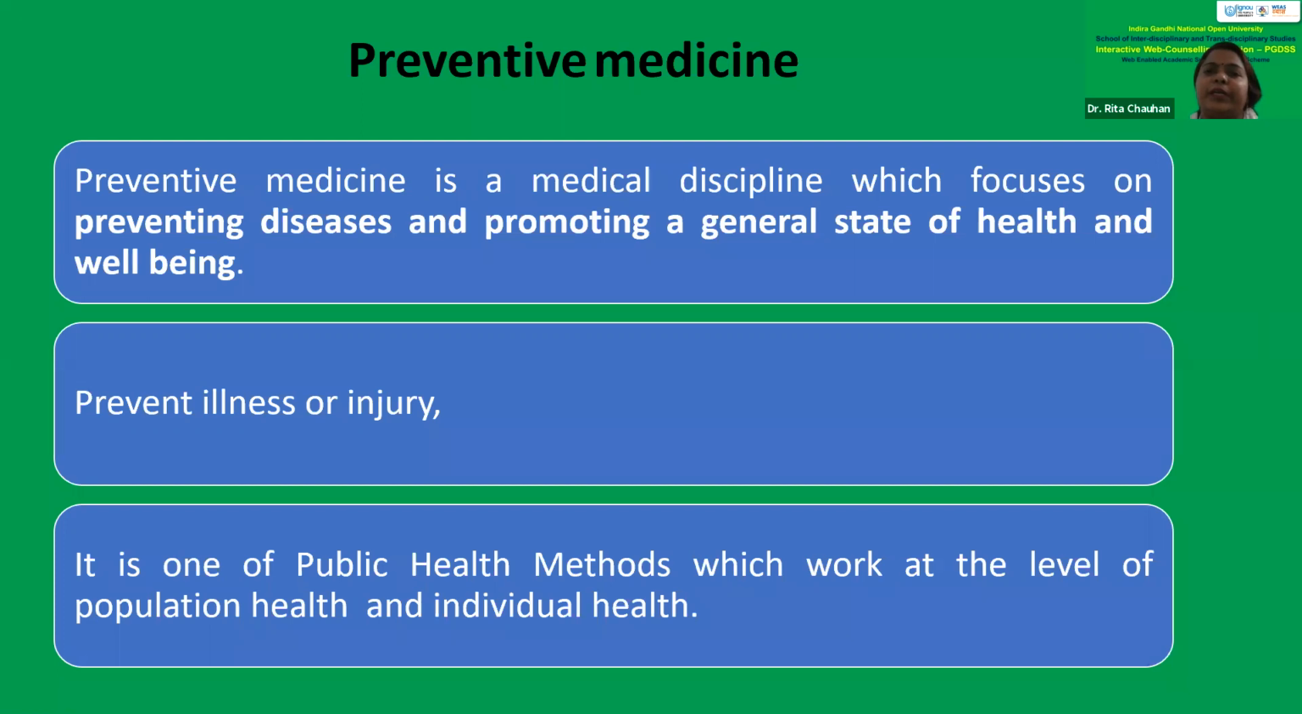So preventive medicine is a medical discipline which focuses on preventing diseases and promoting a general state of health and well-being. It's just like a precautionary approach. However well we are, we have to take preventive measures towards disease. We have to prevent illness or injury. In many countries, preventive measure is a public health method, and it can be done at the population and individual health level.